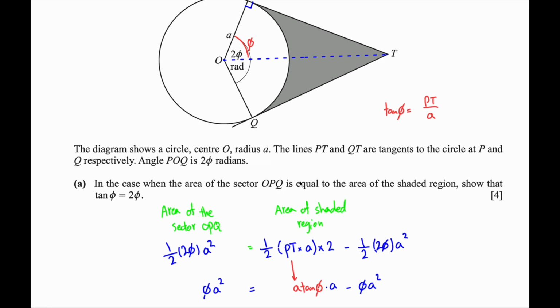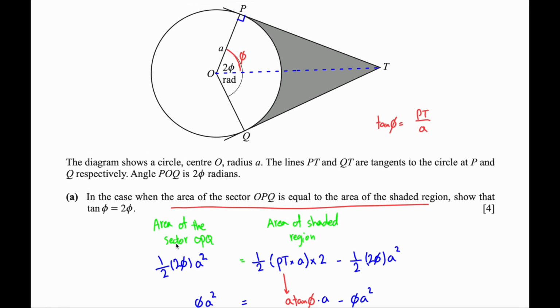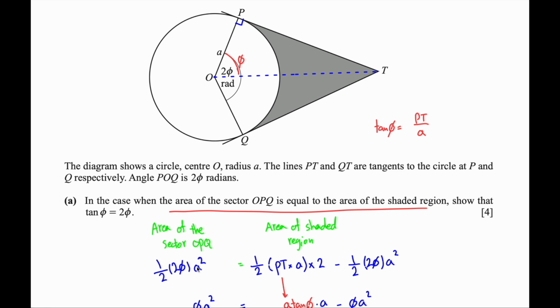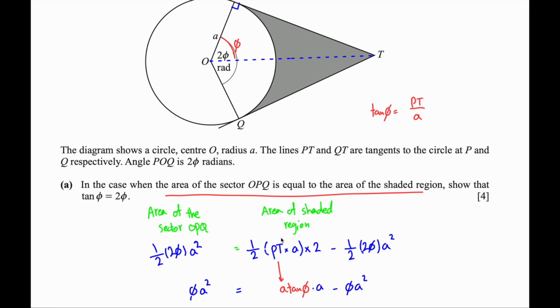I'm going to just go ahead and use this piece of information that I'm given. So what is the area of the sector OPQ? That is half of the subtended angle times radius squared. And don't forget the radius here is a, so therefore half of 2 phi a squared I have on the left hand side. This should be equal, according to the question itself, to the area of the shaded region.